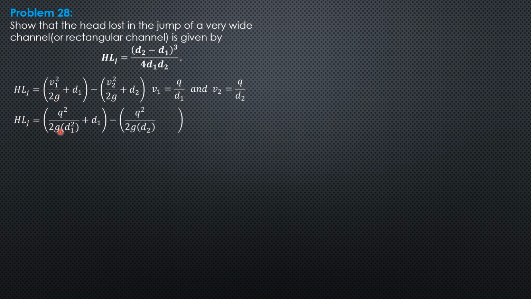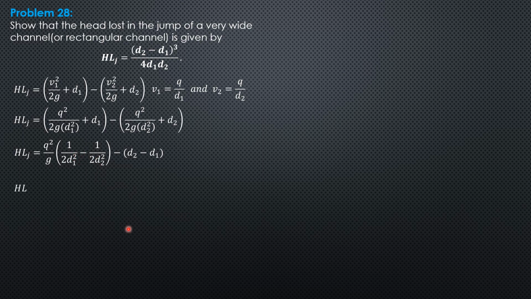This is now this one over 2g plus depth 1, then minus Q squared over 2g, then V2 squared is Q squared over depth sub 2 squared, plus D sub 2. The common factor is Q squared over 2g. So factor out Q squared over g times the quantity 1 over 2 D1 squared minus 1 over 2 D sub 2 squared. Then plus the quantity, because D sub 2 is negative, let's write it first, D sub 2. D sub 1 is positive, so minus D sub 1.